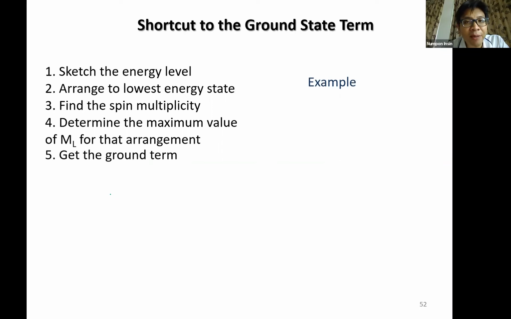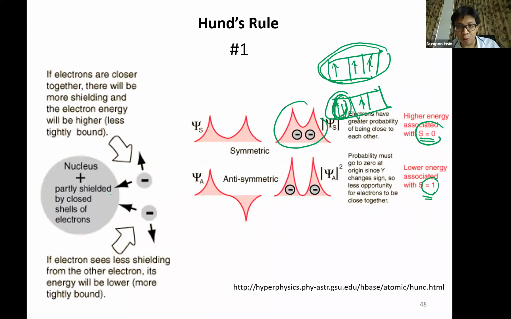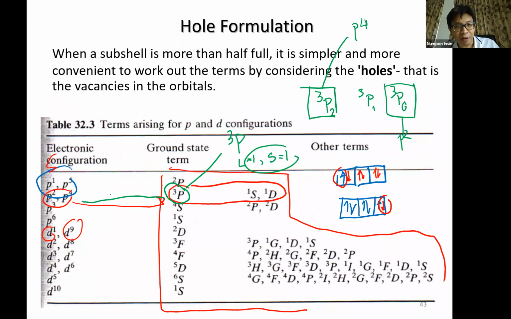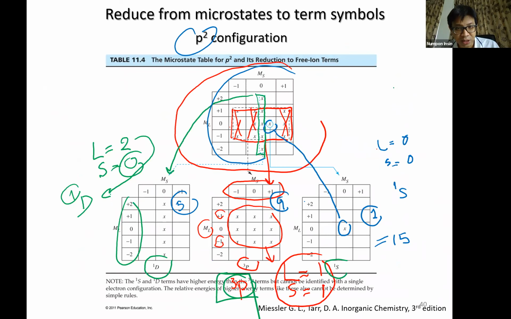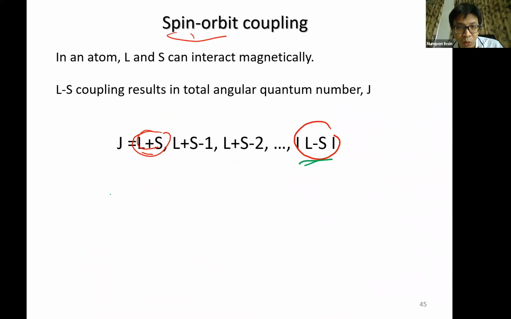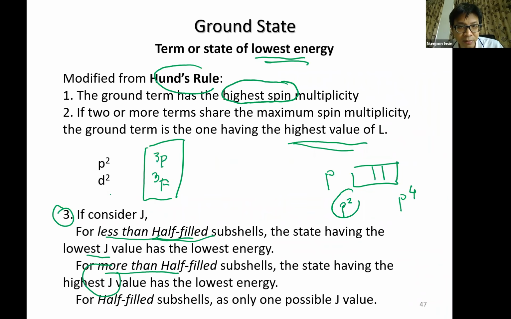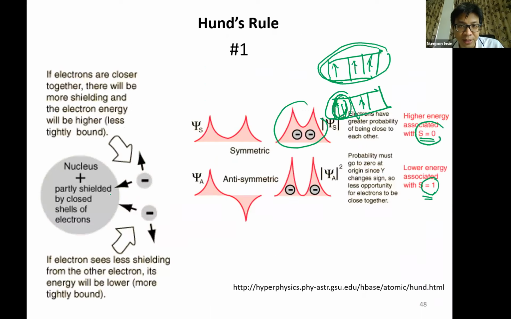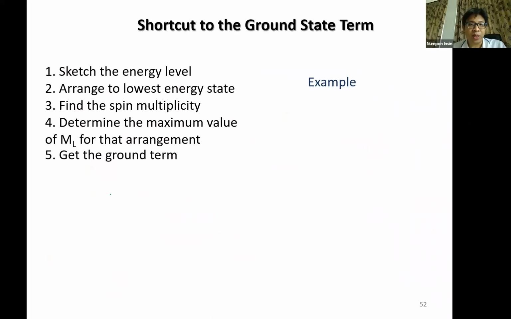Okay, so if we care about only the ground term, we can find a shortcut. If I ask you only the ground state term, okay. So far we have talked about the full system. You start by calculating how many possibilities you can get, and then you reduce them into the term symbols, and for every term symbol that you have, you use Hund's rule to tell what the ground state is. Okay. So if I ask you directly, what is the ground state of the system? You can do the shortcut by doing this.